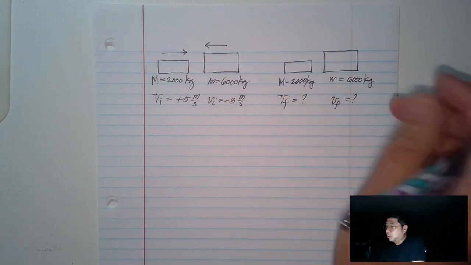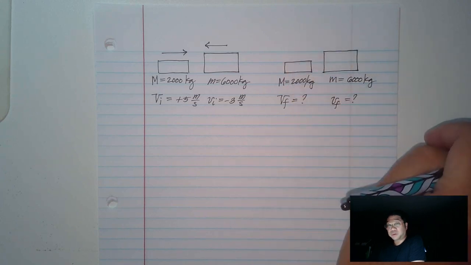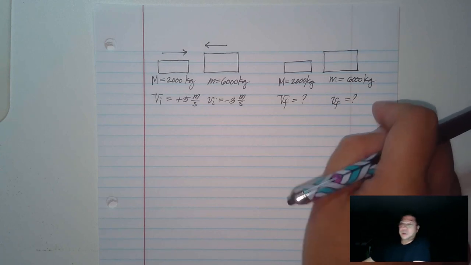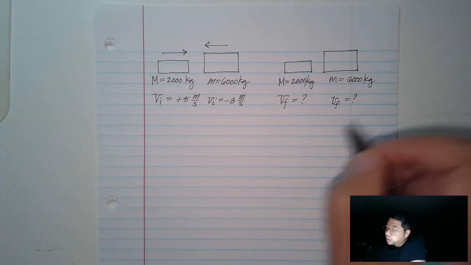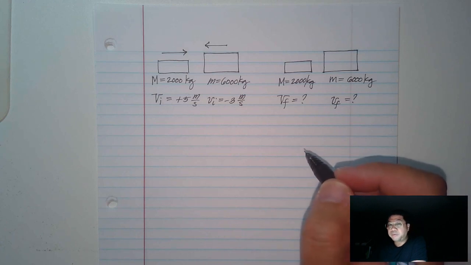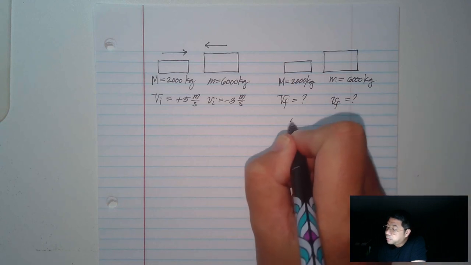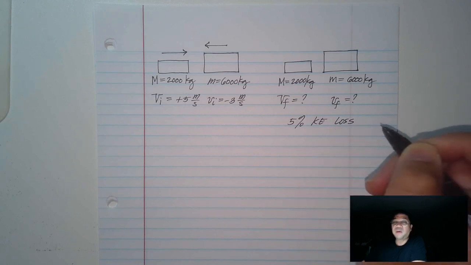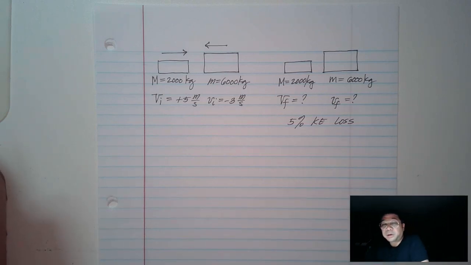The question is, we are trying to figure out the final velocity of the first car, the 2,000 kilogram car, compared to the final velocity of the 6,000 kilogram car, if they experience an inelastic collision where they fail to couple together or get attached together and experience a 5% kinetic energy loss after collision. Meaning the cars will touch each other and then lose 5% of their original kinetic energy.